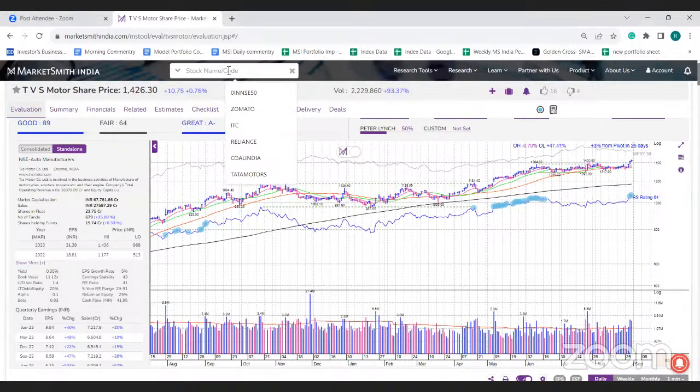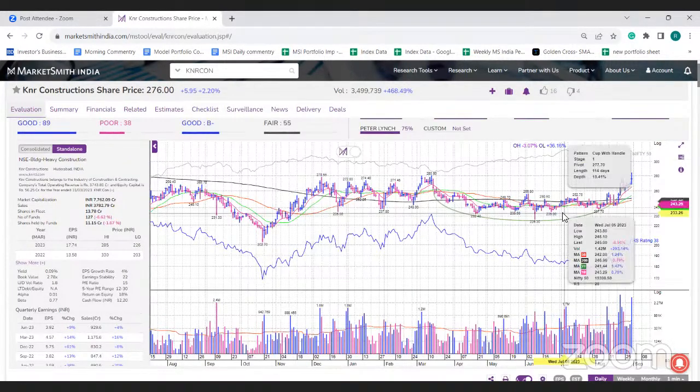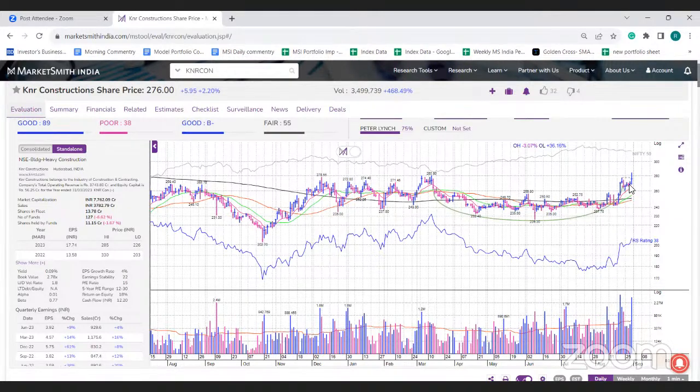Okay, I'll take a few queries. So one is on KNR Construction. Here also the stock has completed a stage 1 cup with handle base, and it tried to break out today, but as Rajshekhar was discussing, the market is a little choppy. So there is a mixed trend. While you see there is a breakout, some of them are holding well, like Maruti did today. But if you look at FCL, that also closed lower. Even KNR closed just below the pivot level. The volume was decent, no two ways about that. Even the cup with handle formation is good.